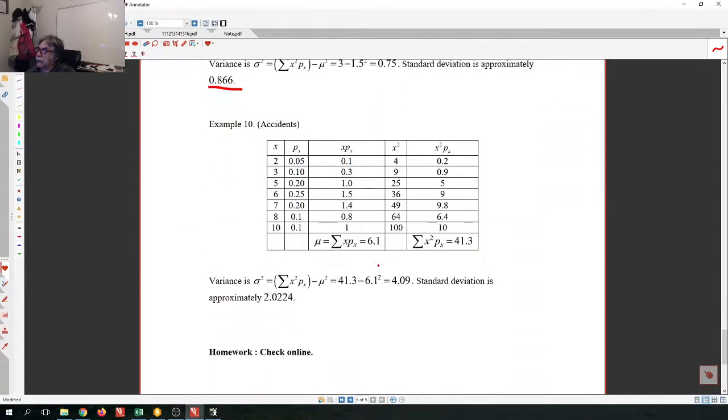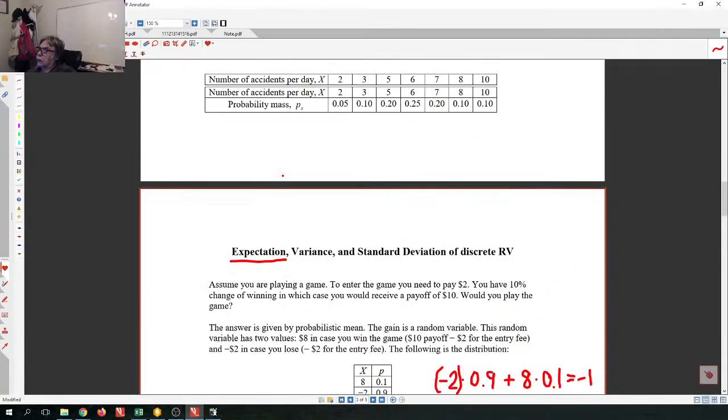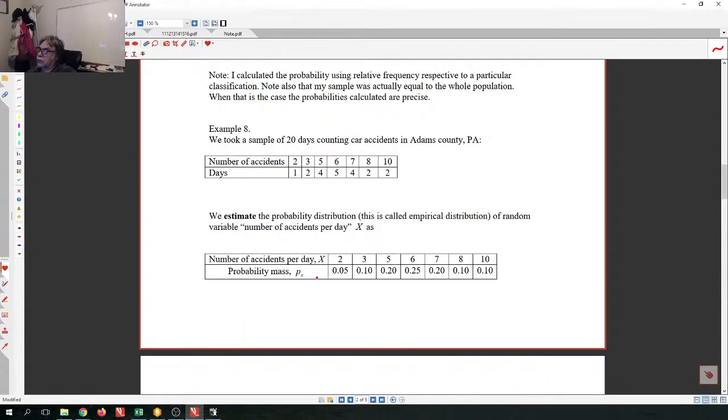Okay, let's go back to the example of the accidents. You remember that story we had in the empirical distribution? I come up with this distribution, which we said the number of accidents per day in Adams County, Pennsylvania. We have 2, 3, 5, 6, 7, 8, and 10 accidents possible. And you have 5% chance on a given day to have 2 accidents, 10% chance to get 3 accidents, 20% chance to get 5 accidents, 25% chance to get 6 car accidents, 20% chance to get 7 car accidents, 10% chance to get 8 car accidents, and 10% chance to get 10 car accidents.